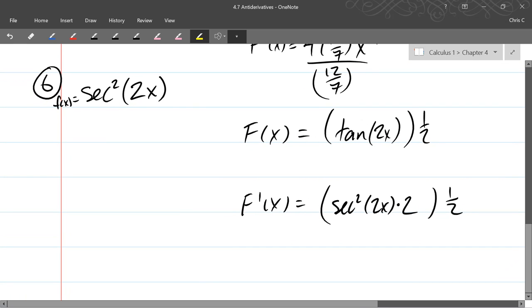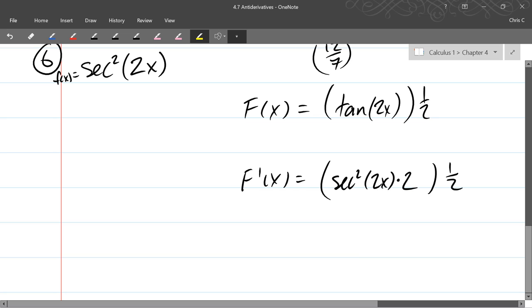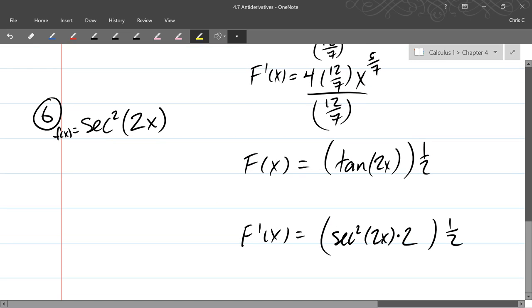All right, so that was antiderivatives. All right, now unfortunately we have to go right when it's getting good. All right, we'll be finished chapter 4 soon.